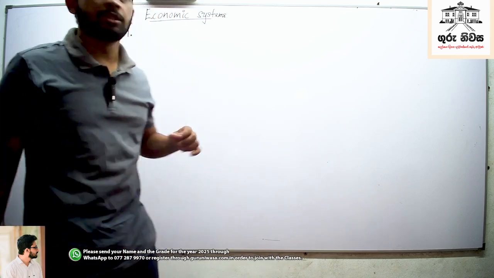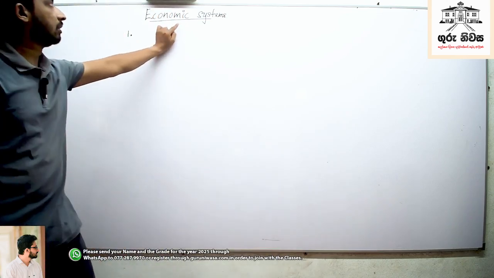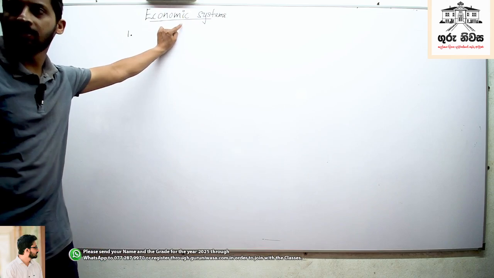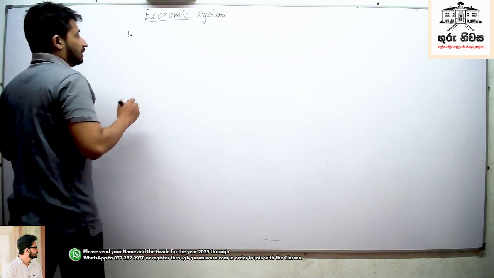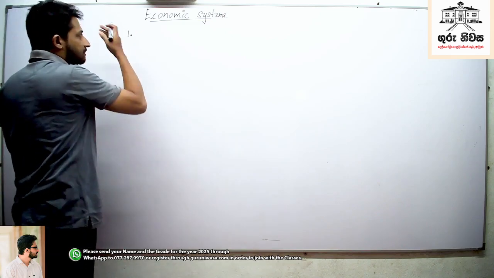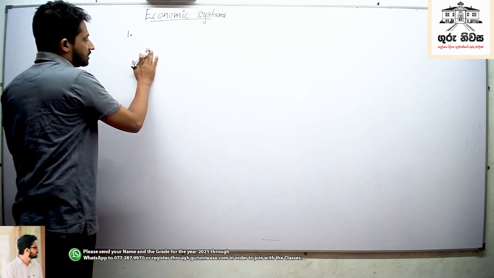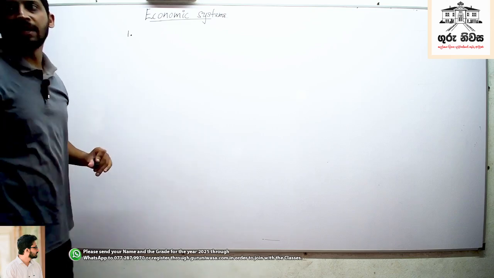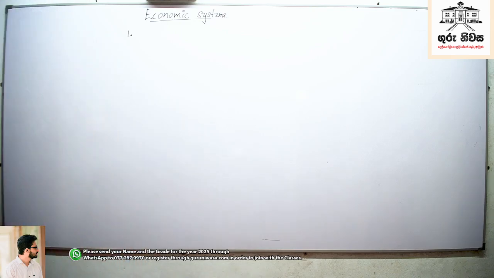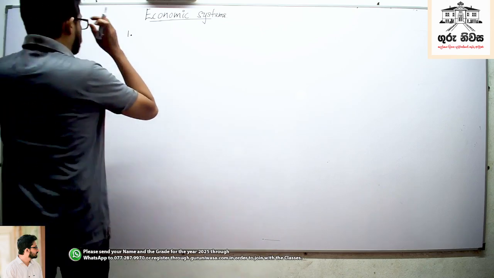You should be able to define what an economic system is. Economic system. The number one definition, very simple: an economic system is the well-established mechanism to solve basic economic problems. That's called an economic system, simple. And the next point is definition.